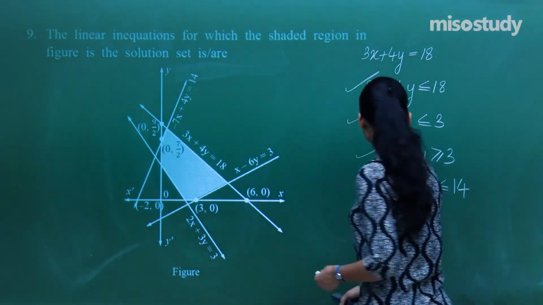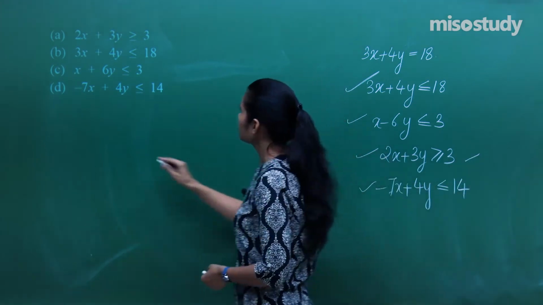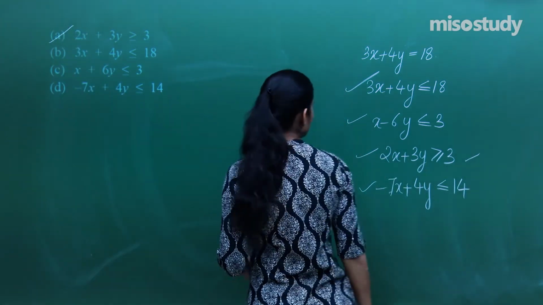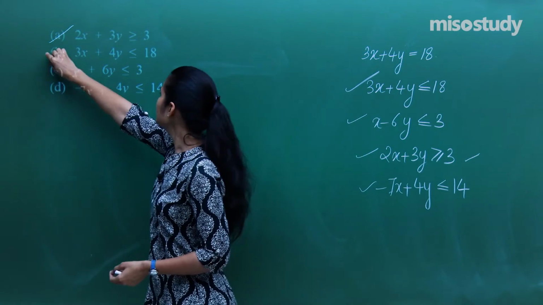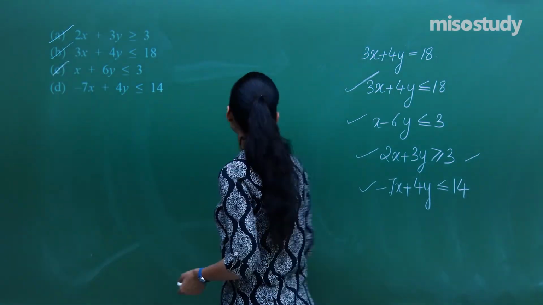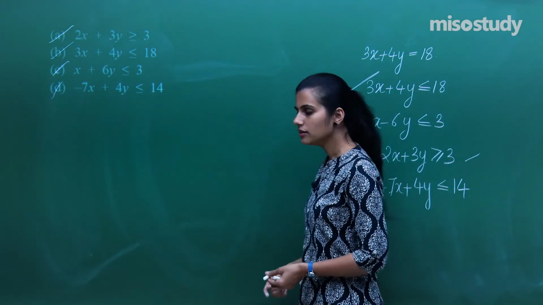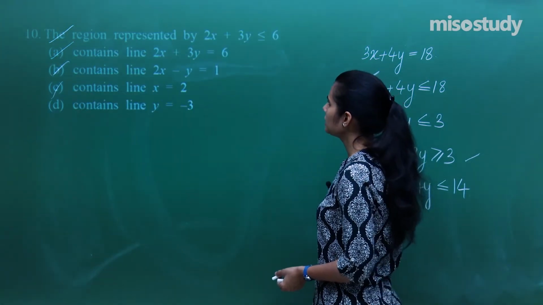And therefore, what happens to be my correct option? 2x plus 3y is greater than or equal to 3. 3x plus 4y is less than or equal to 18. x minus 6y is less than or equal to 3. Minus 7x plus 4y is less than or equal to 14. Clear? Moving to the next question, let's see what we have.